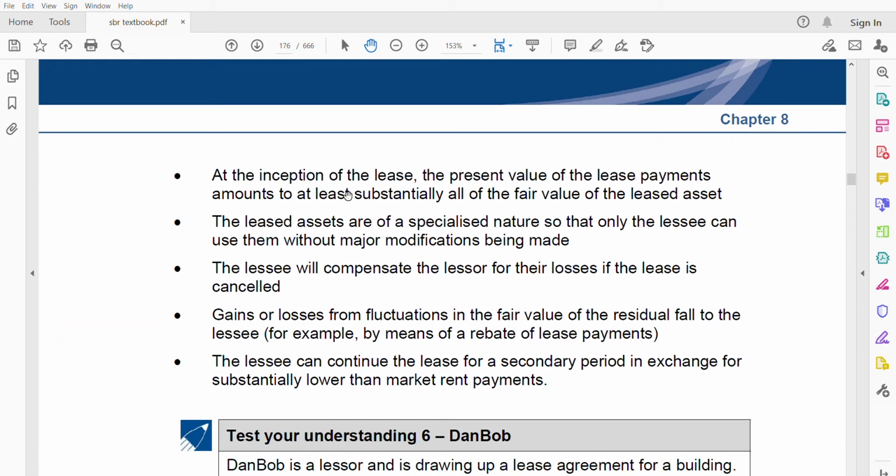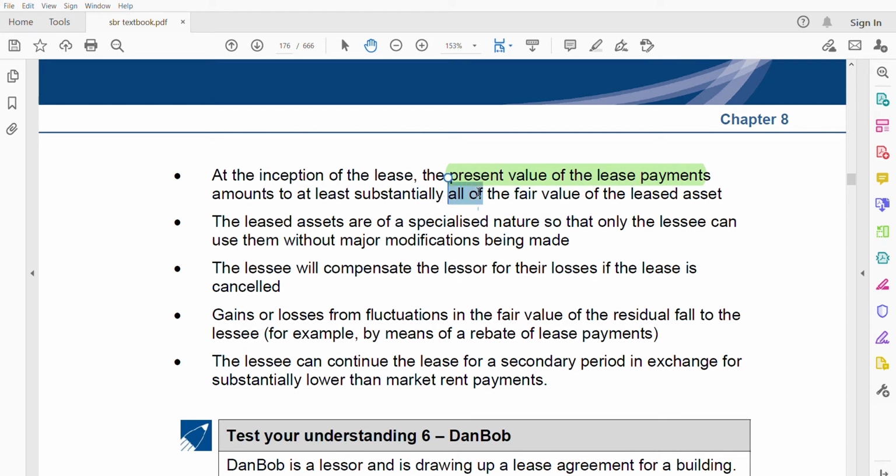Third, at the inception of the lease, the present value of the lease payments amounts to at least substantially all of the value of the leased asset. That means at the beginning of the lease, the present value of the lease payment, what is the present value of the lease payment? That is the at least, substantially all of the value of the leased asset.